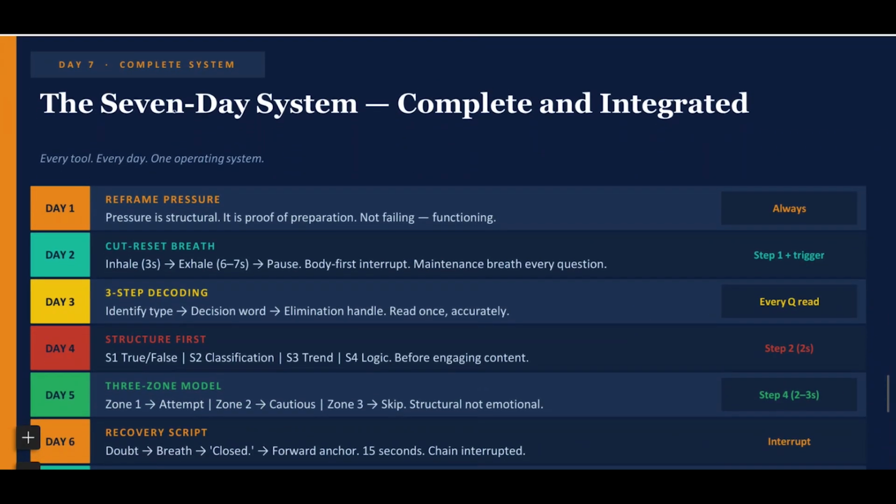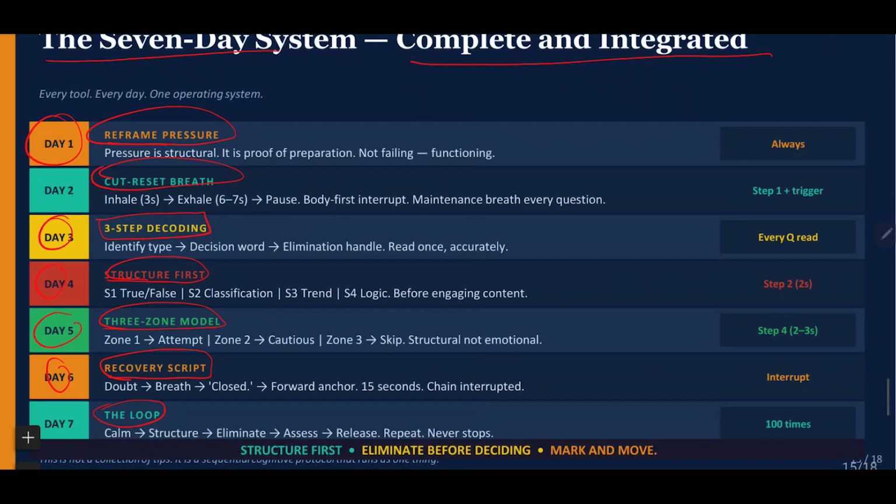The 7-day system, complete and integrated, is: on the first day, reframe pressure; second day, the cut reset program; day 3, 3-step decoding; day 4, structure first; day 5, 3-zone model; day 6, recovery script; day 7, the loop. Okay, the loop has to run 100 times. Structure first, eliminate before deciding, mark and move, right?